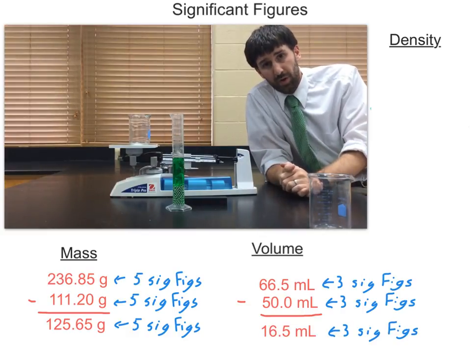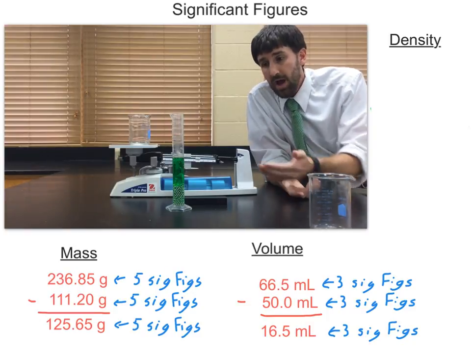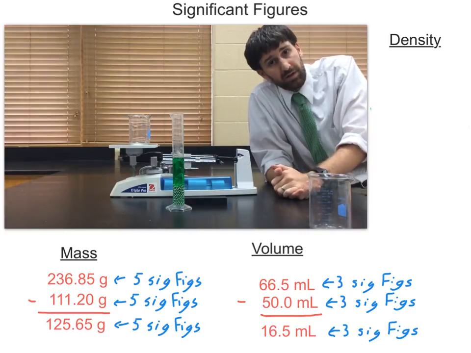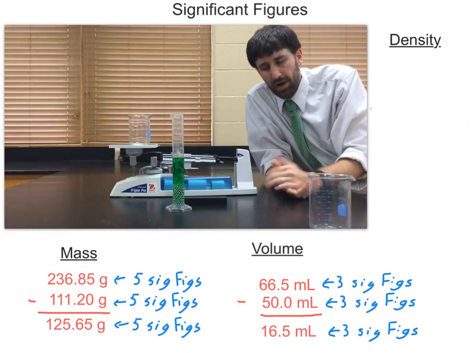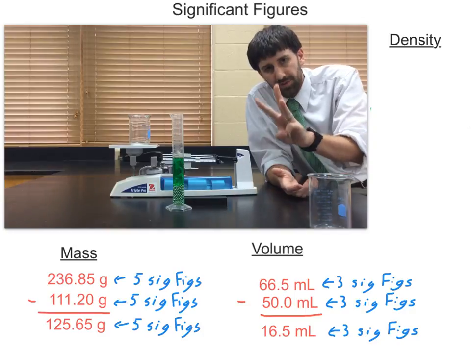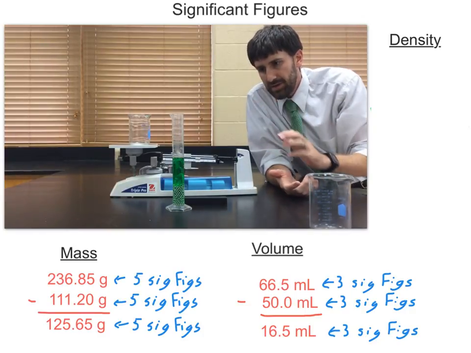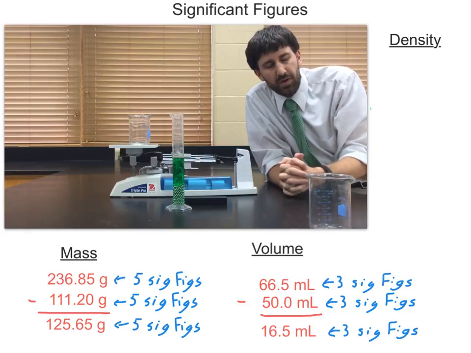Now that is reported with 3 measurable figures. I'm once again measuring to half the smallest tick, but each tick mark on my 100 milliliter graduated cylinder is only worth 1. So this is going to give me 3 measurable figures. My triple beam balance gave me 5. My graduated cylinder, I could only read 3 figures off of it.